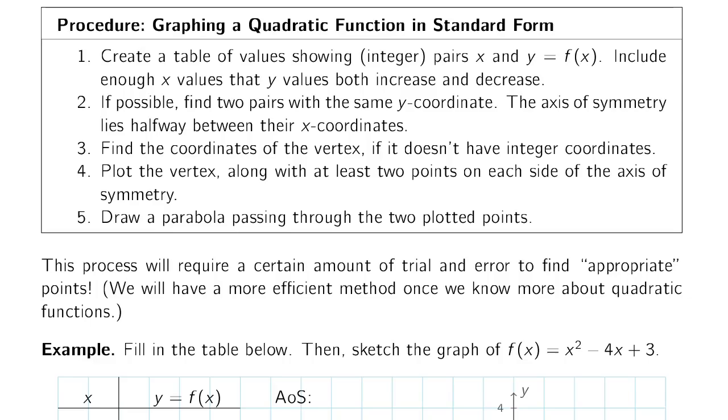And then in order to draw our graph, we're going to show the vertex and at least 2 points to each side of the axis of symmetry. And then we'll draw a parabola passing through those points. But we need the vertex so we know how the graph curves. And we need 2 points on either side to guide us to the rest of the shape. Now, in general, it's going to take a certain amount of trial and error to find appropriate x values that are going to let us see the shape of our parabola. So in this next example, we're just kind of going to use brute force.